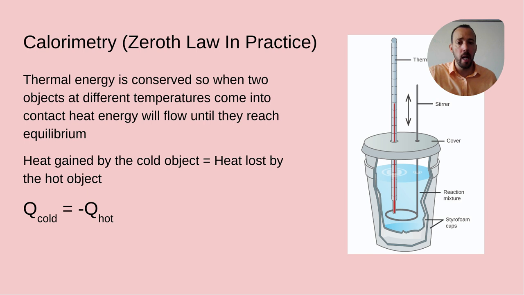We can use that knowledge in something called calorimetry, where we can measure the specific heat of different items. And now we learned about the zeroth law of thermodynamics, where if we take a hot thing and a cold thing and put them together, eventually the heat energy from the warmer thing is going to transfer to the colder thing until they reach the same temperature. And calorimetry is just doing that.